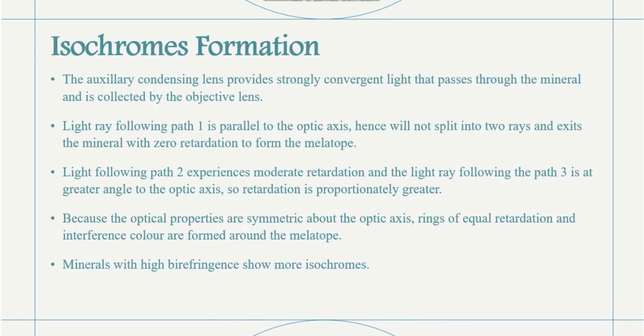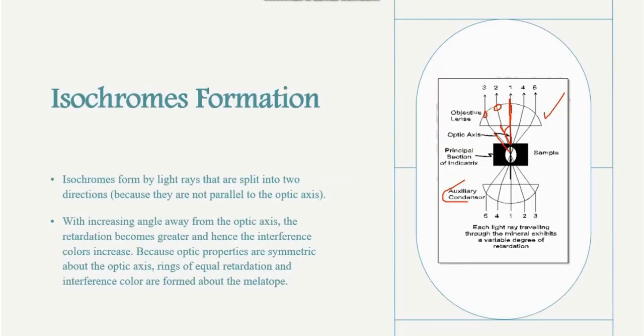But path 1, it's parallel to the optic axis, so it will just show 0 retardation, but path 2 shows moderate retardation or birefringence. So I hope you understand what we're trying to say. Isochromes are formed by light that splits into 2 directions, what you call birefringence or retardation, because they are not parallel to the optic axis. They are at a certain angle. You can see paths 3, 2, 4, and 5 are at a certain angle away from the optic axis.